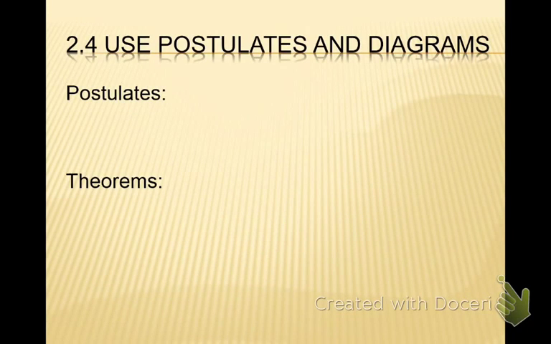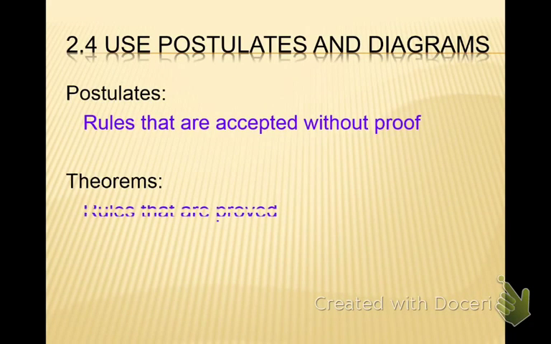2-4, use postulates and diagrams. Postulates are rules that can be accepted without proof. Theorems are rules that are proved. We use postulates to prove theorems. Postulates accepted without proof. Theorems proven.